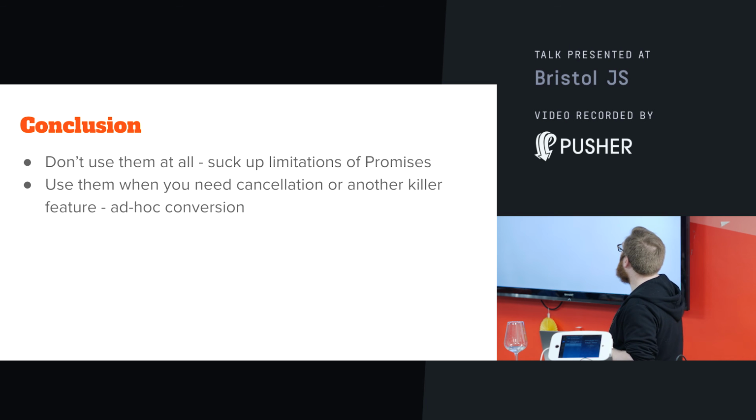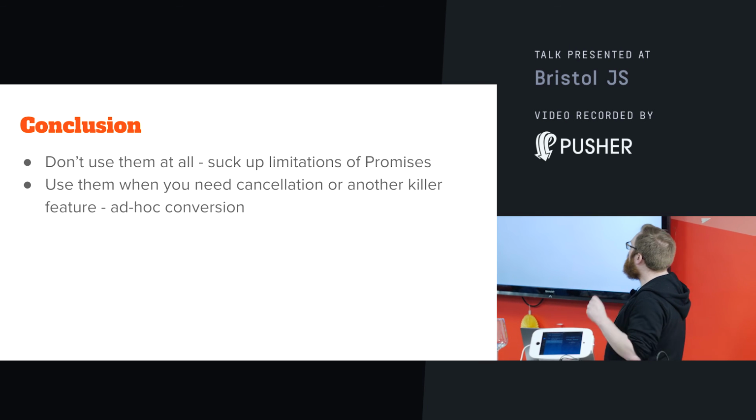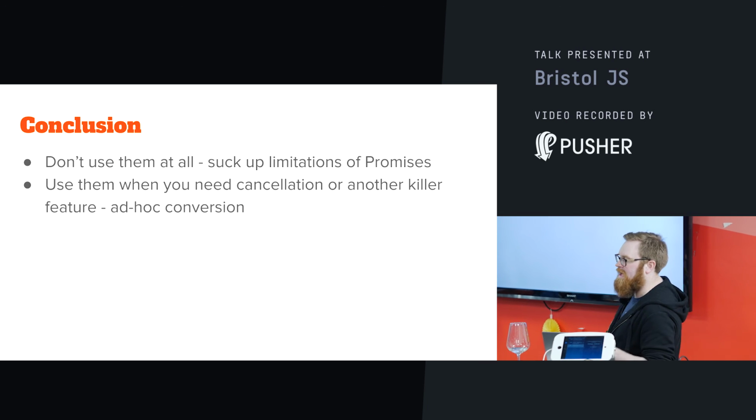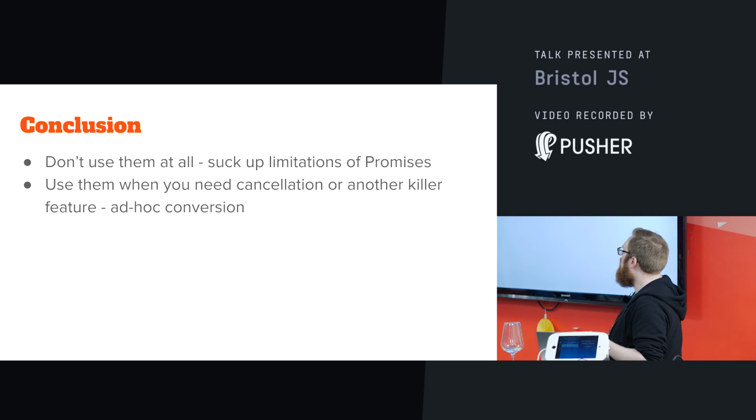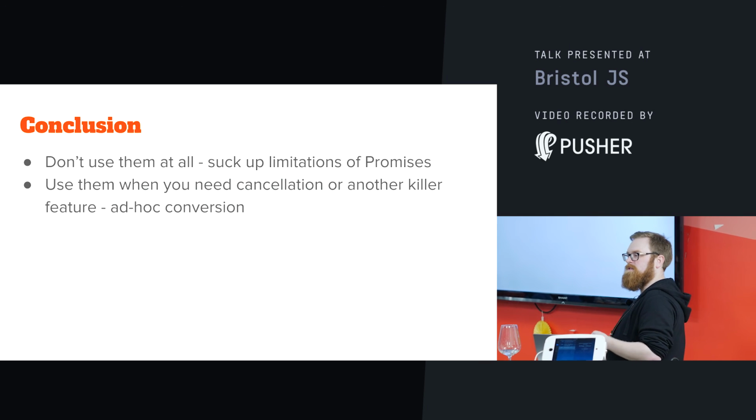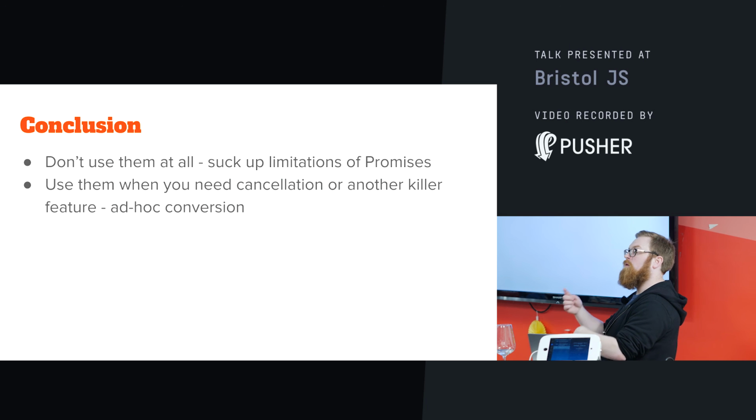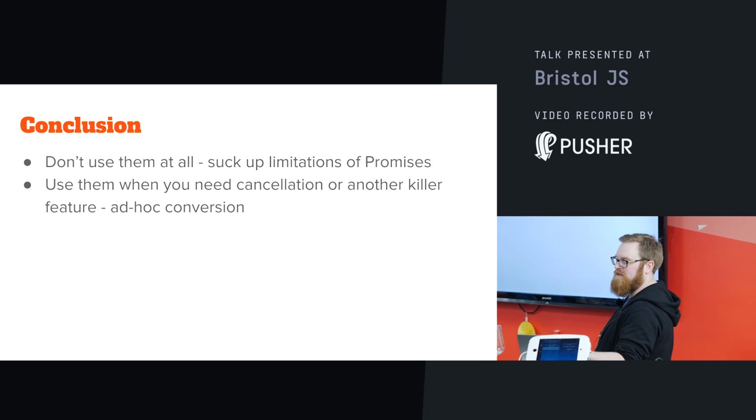Option number 2, use them when you need cancellation or another killer feature, like that error tolerance I showed you. If you do this, you might have an ad hoc job to do. So you might look at bits of your code base that could be improved by futures, and the code surrounding that, you might need to convert all your promises into futures. But you won't have to entirely rewrite your code base.